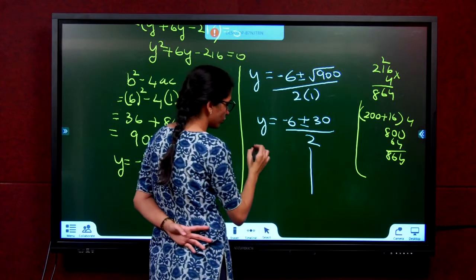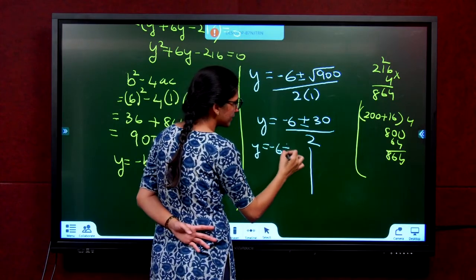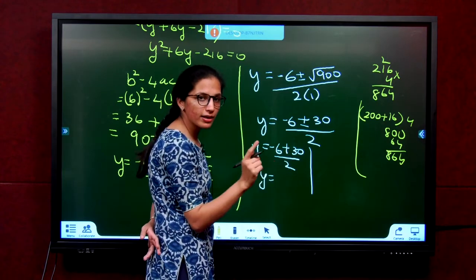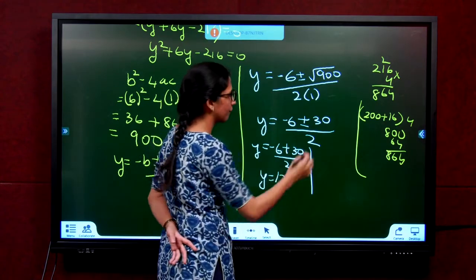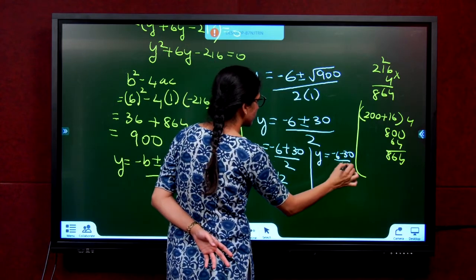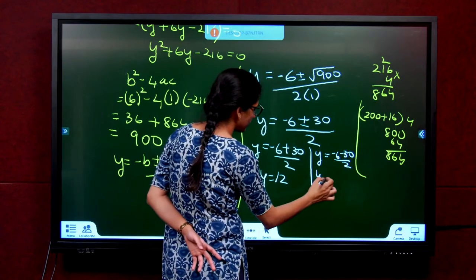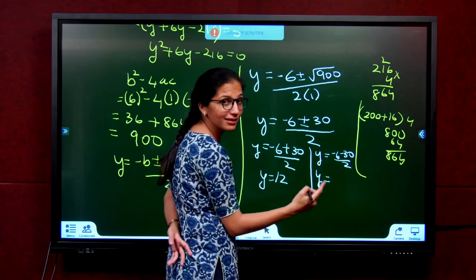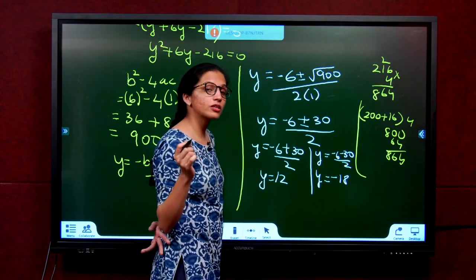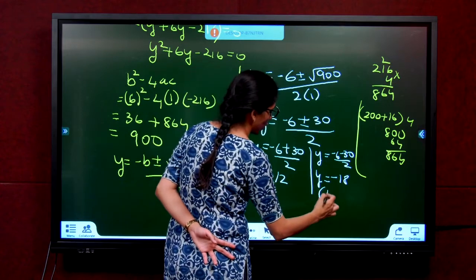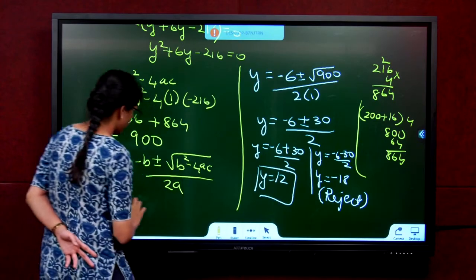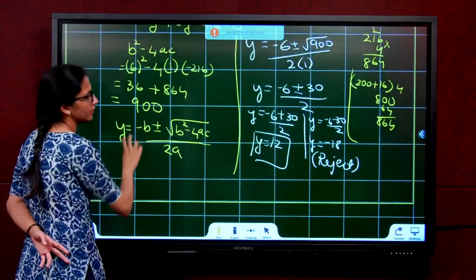This gives two possible solutions. y is equal to minus 6 plus 30 by 2, that is 24 by 2, 12. Or y is equal to minus 6 minus 30 by 2, that is minus 36 by 2, minus 18. Can the side length of a square be negative? No. So we reject this. Therefore, y is equal to 12 meters.